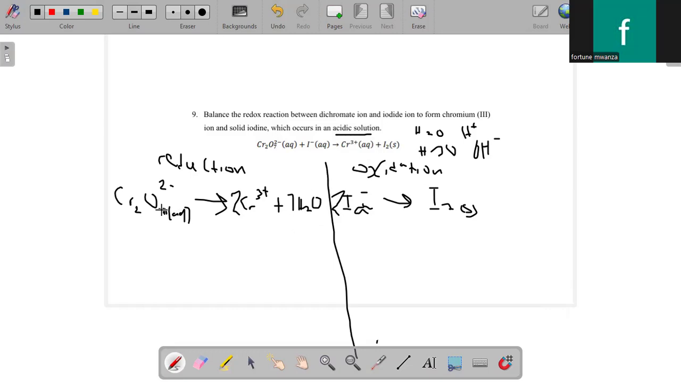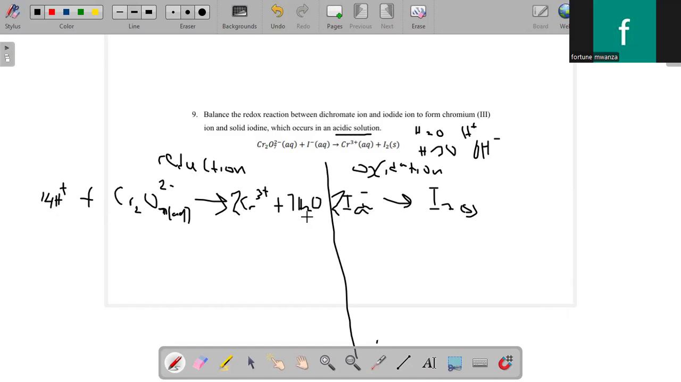But what has happened to hydrogen? We have 14 hydrogen on the products, so we need to balance these 14 hydrogen atoms. How do we balance it? We are in acidic media, so we are going to add hydrogen ions. How many hydrogen ions? We need 14 hydrogen ions to balance our reaction. So we are going to add 14 hydrogen ions to balance our hydrogen atoms there. So you can see that all the atoms are balanced now.